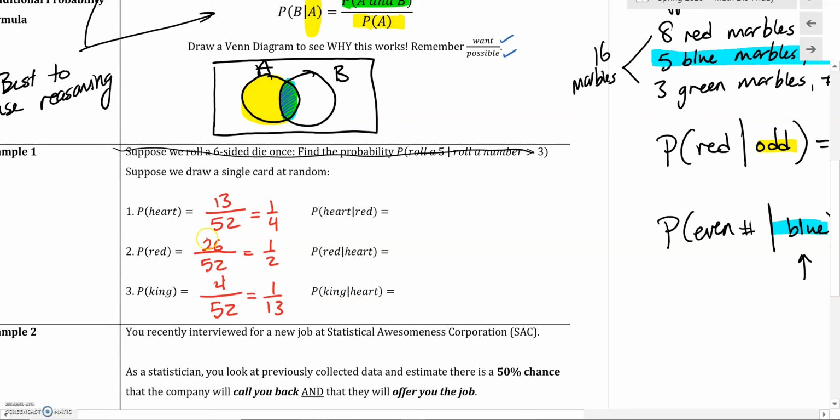Once again, I'm flying through these. Please pause and you do them and check your answers, okay? I'm racing the clock down here in the bottom corner.